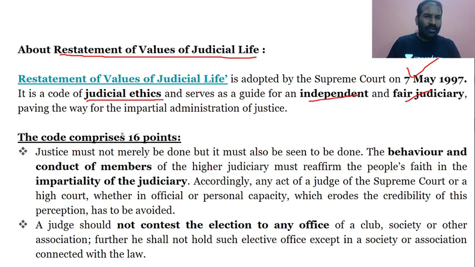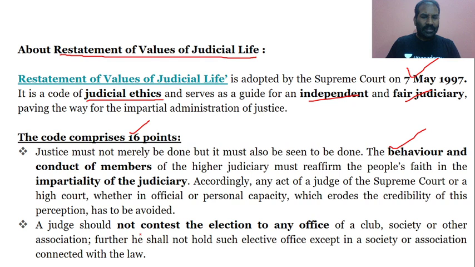And then we will look at the 16 points, not completely, but just have a glance. So the first one talks about the behavior and conduct of the members, wherein they have to be impartial in regards to the judicial process.